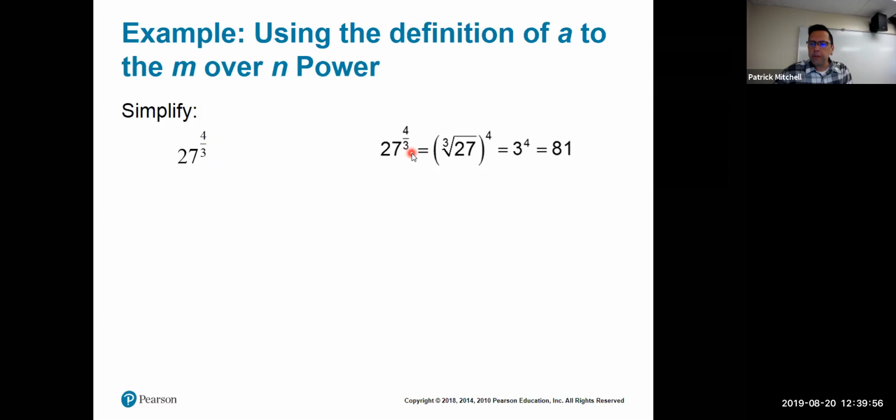Over here, they're showing you that 27 to the 4/3 means take the cube root and then raise it to the 4th power. The cube root of 27 is 3, right? Because 3 is the number that you have to raise to the 3rd power to get 27. And then 3 to the 4th power is 81.